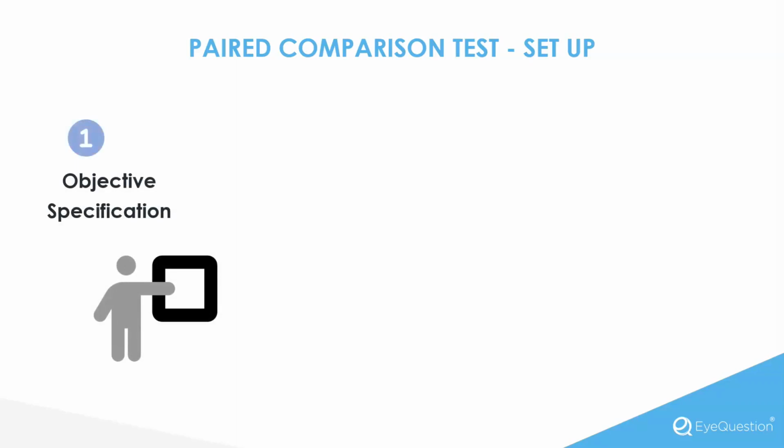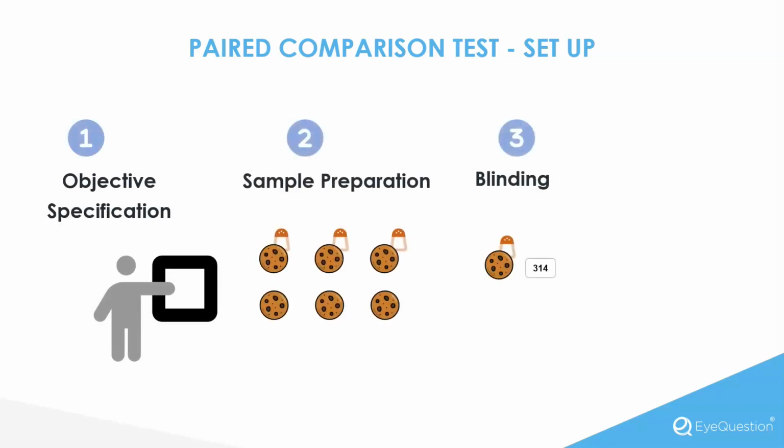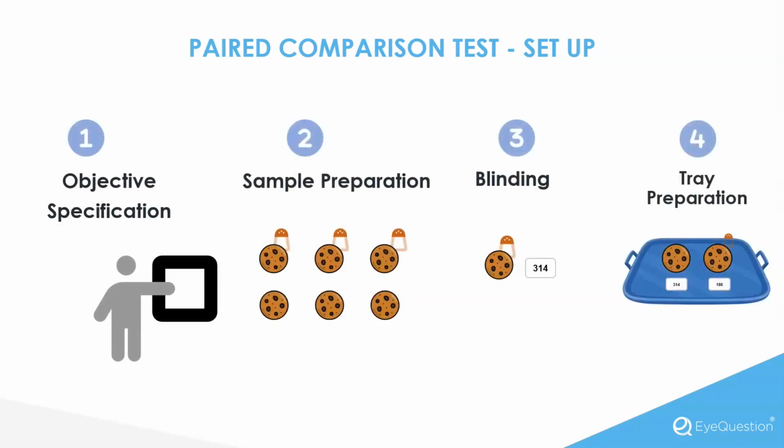To set up your paired comparison test, first define your objective. Following that, you can proceed to prepare your sample and apply a blinding label to the products. Finally, you must arrange each sample in the proper sequence for a panelist to taste the product, ensuring that each panelist tastes the sample in a separate order.